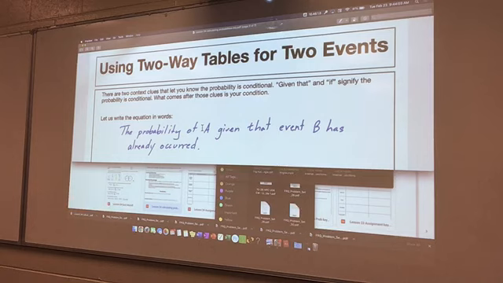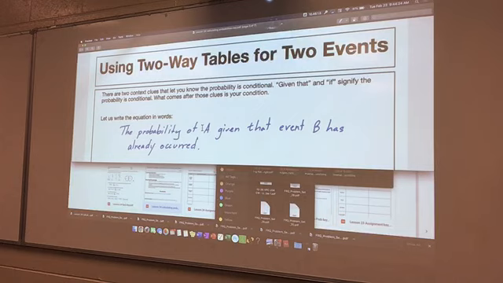Okay. So let's just talk about some different scenarios of things happening, not necessarily conditional, but how one event can affect another.